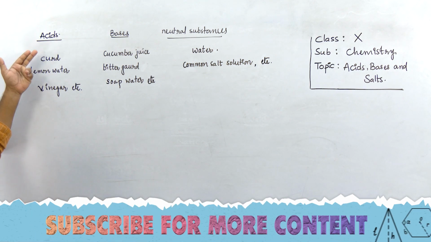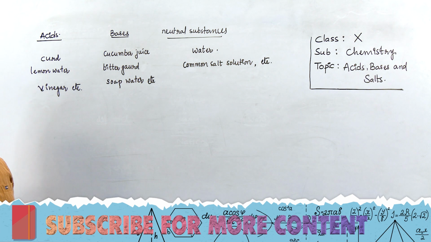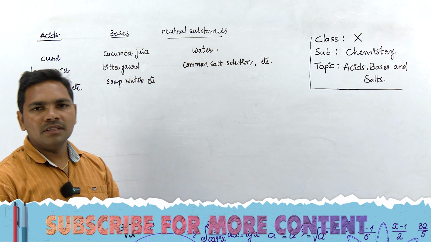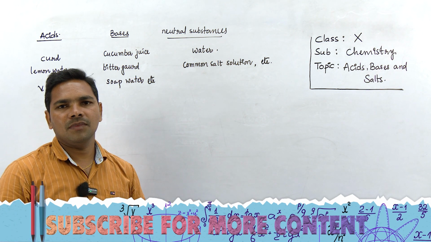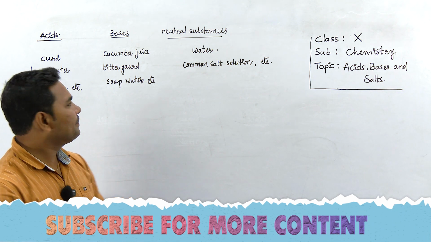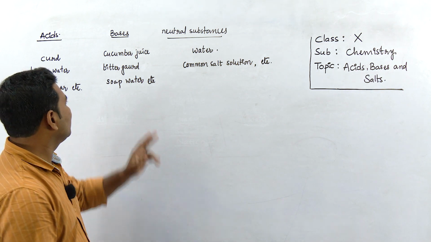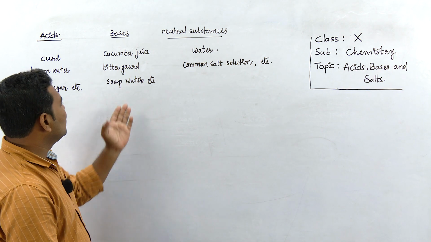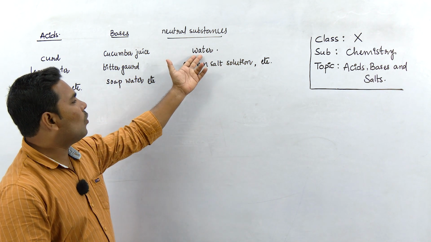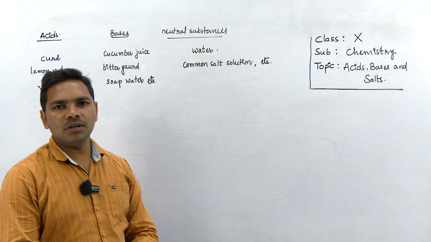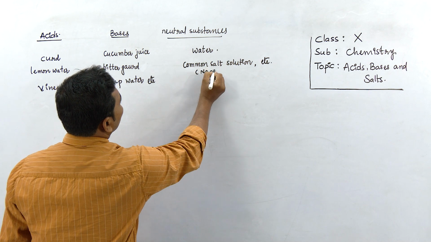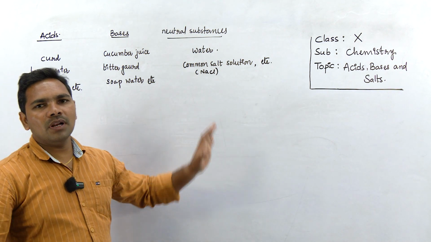Let us see some of the acids, like curd or sour milk, lemon water, vinegar, etc. And along with this, there are many other things like tamarind juice and apple juice. These all generally contain acids. Next, let's see some common bases. Cucumber juice, bitter gourd, soap water, etc. are basic substances. Next, water and common salt solution. Common salt is nothing but sodium chloride, NaCl solution. It is also a neutral substance.